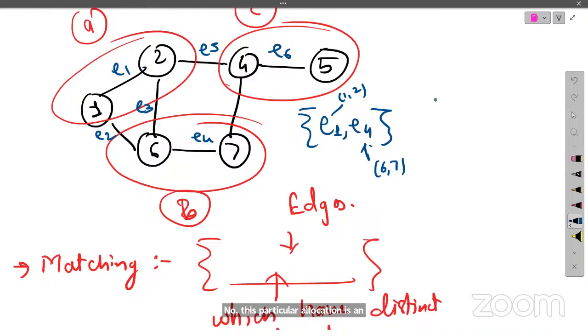So what is a perfect matching? A perfect matching is a matching which will cover all the vertices. Which will cover all the vertices means if you take any vertex, then that vertex will be related to at least one of the edges in our required matching.